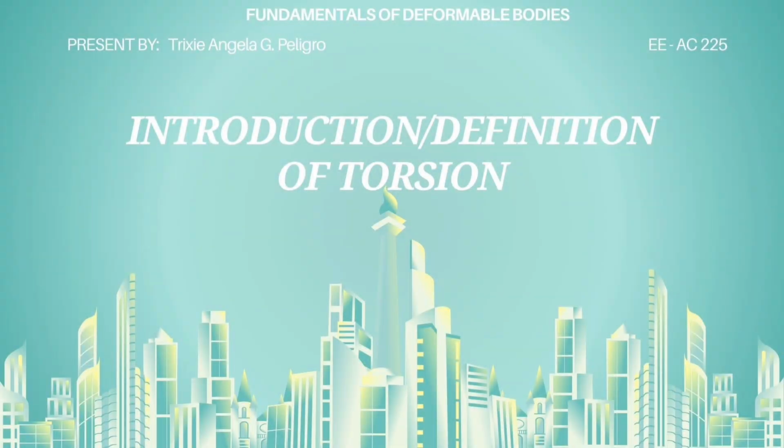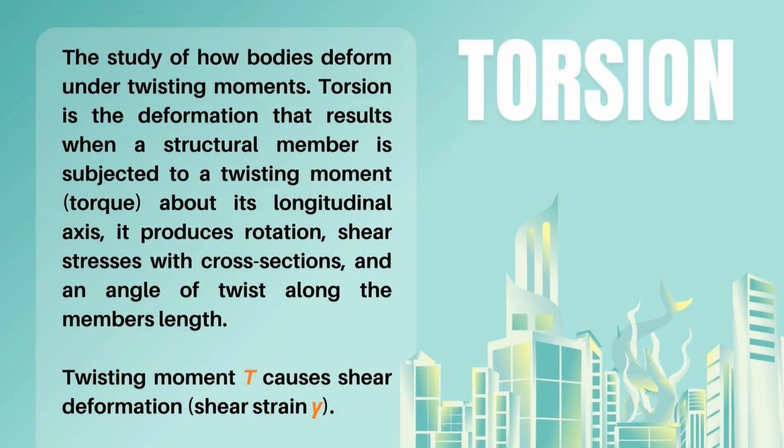Good day, everyone. Our topic for today is about torsion. What is torsion? Torsion is the study of how bodies deform under twisting moments. Torsion is the deformation that results when a structural member is subjected to a twisting moment (torque) about its longitudinal axis. It produces rotation, shear stresses within cross sections, and an angle of twist along the member's length.